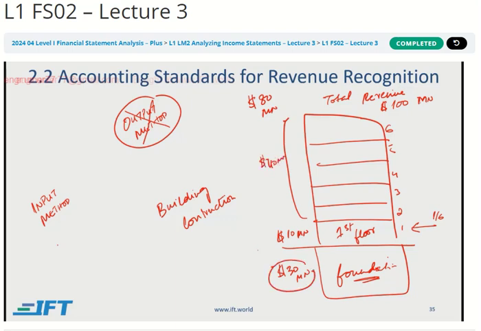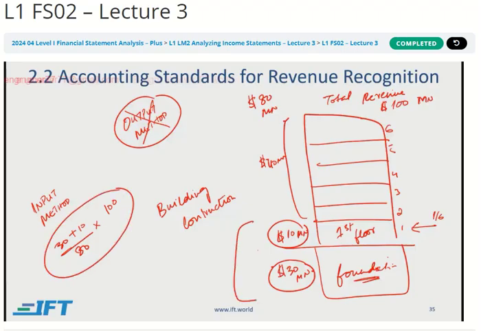So how much will have been incurred in the foundation and the first floor? The 30 plus 10 out of a total of 80. This much multiplied with the total revenue of 100 is what is going to tell us how much revenue we can recognize once we have finished with the first floor and the foundation.